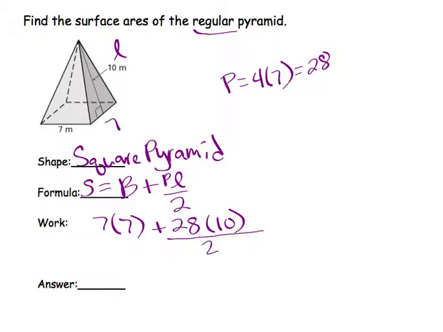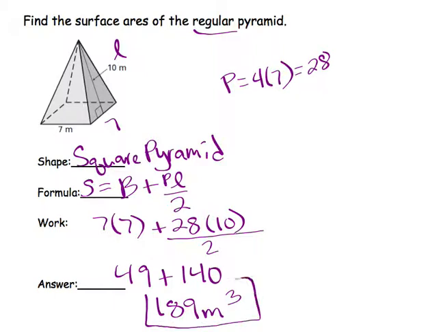So some calculations have to happen here. 7 times 7 is 49. And then 28 times 10 divided by 2 is 140. And then when you add these together to get the full surface area, you get 189. Since it was meters, that'll be meters squared. So that's the surface area of the cone, or sorry, the pyramid.